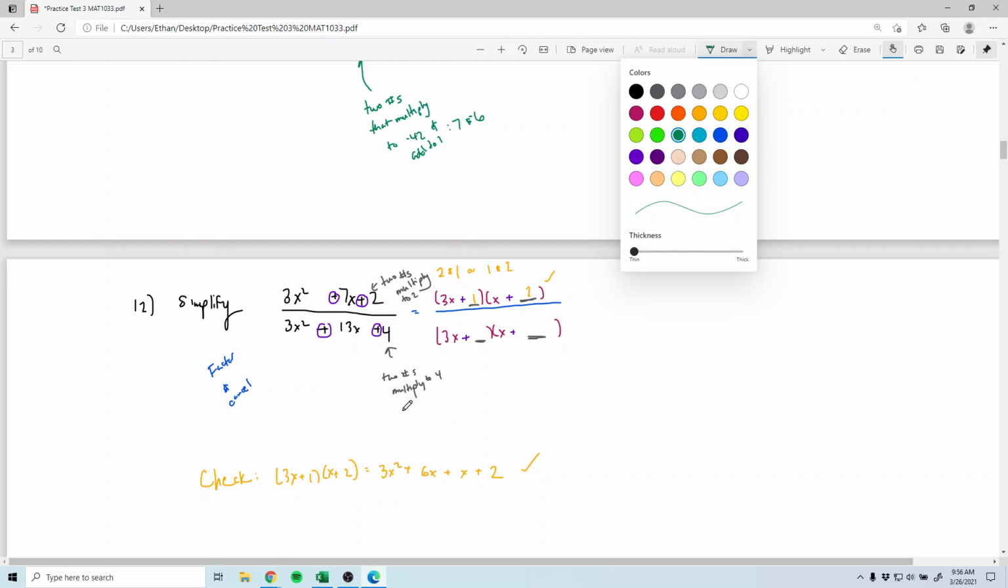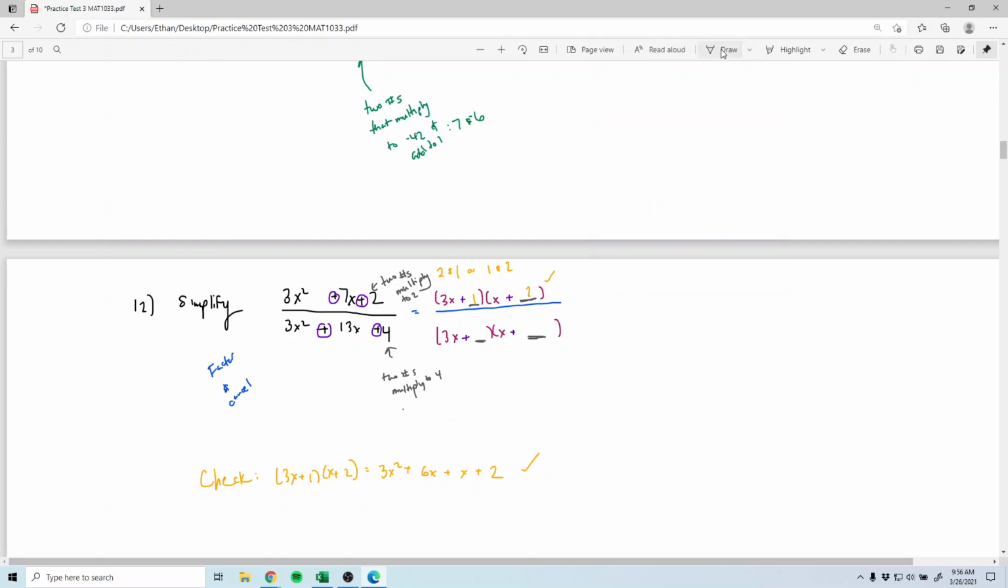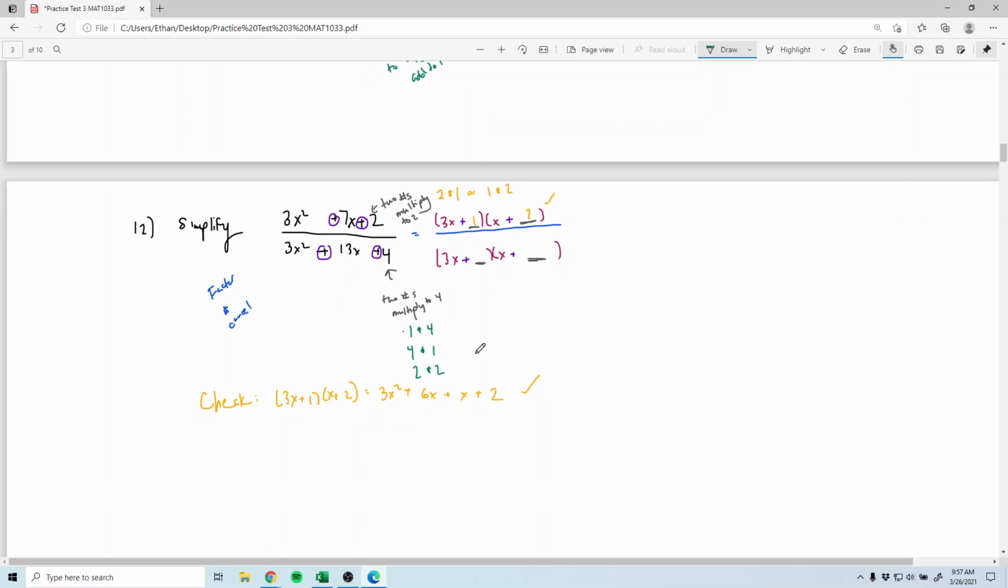And then for the one on the bottom, what pair of numbers multiply to 4 if they're going to be all positive? Well, we have 1 and 4, and 4 and 1. And then we also have 2 and 2. So I'm just going to check here which one works. And I'm following this same format as before. So I have 3x plus the number I'm going to put in for the first one times x plus the number I'm going to put in for the second one. And I'll start with 1 and 4.